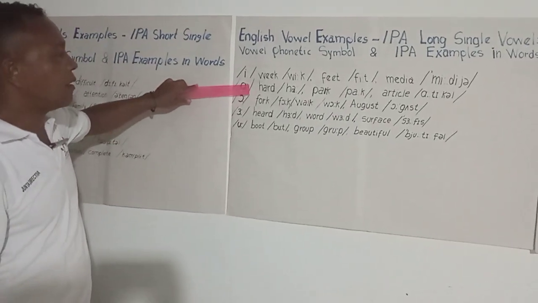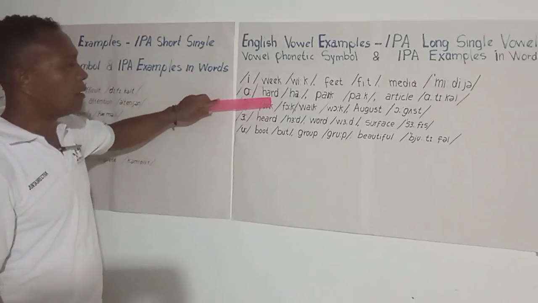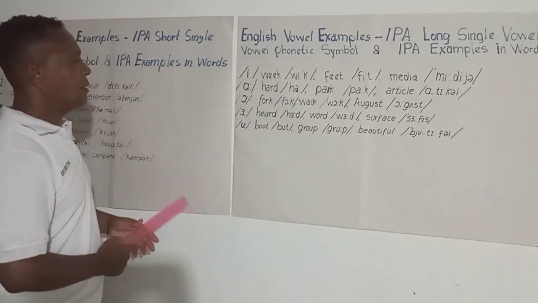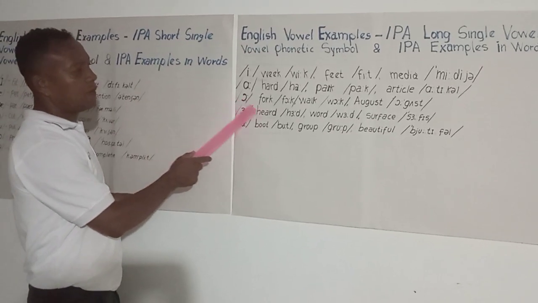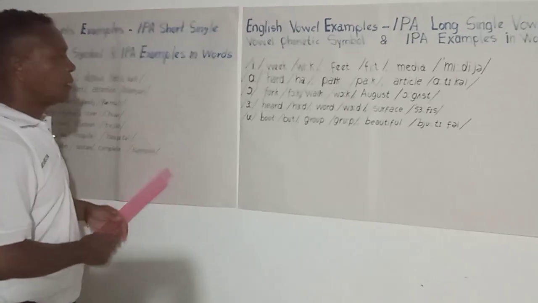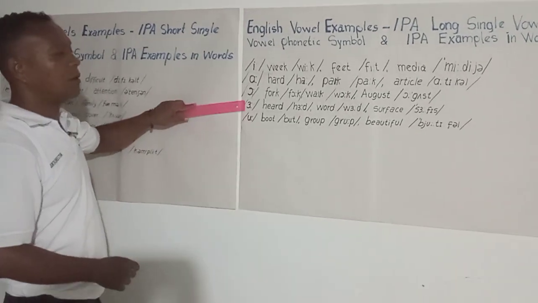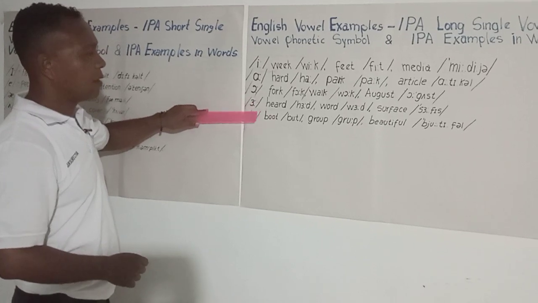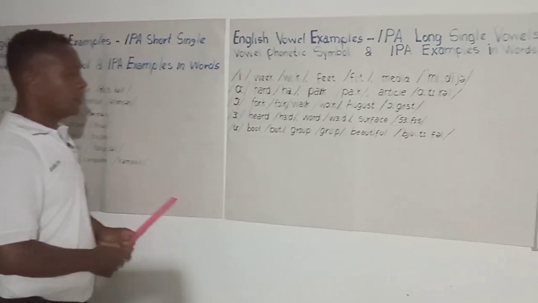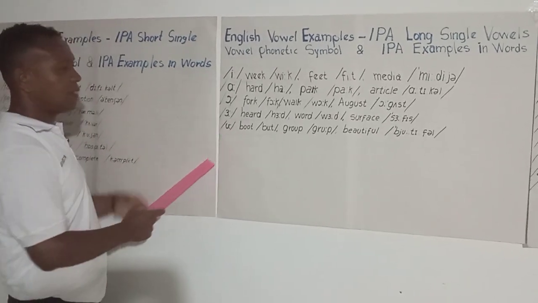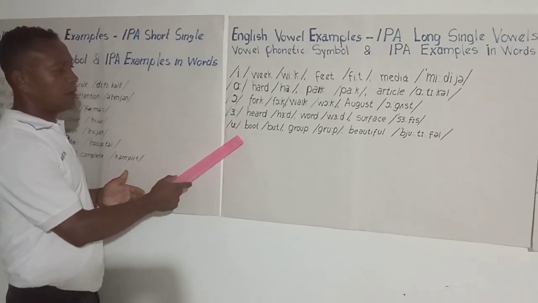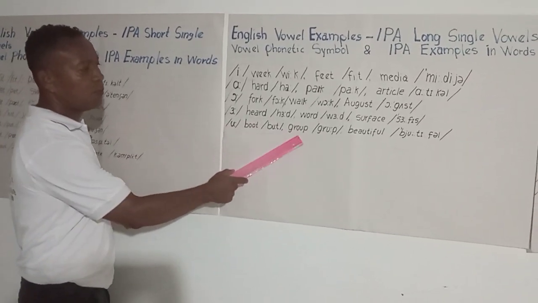This vowel sound is like in hard, park, article. This vowel sound is like in fork, walk, hours. This vowel sound is like in word, surface. This vowel sound is a little short, like in good, boot, group, beautiful.